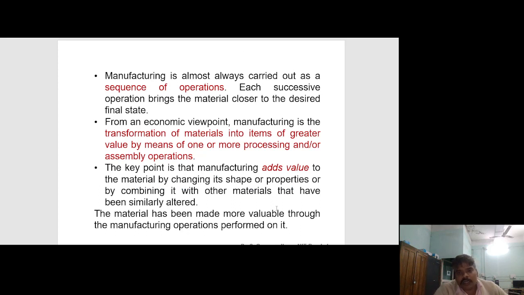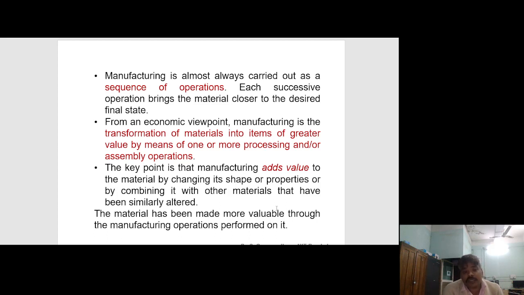Manufacturing is almost always carried out as a sequence of operations. Here, not only a single operation, lots of operations are performed on the product. Each successive operation brings the material closer to the desired final state. From an economic viewpoint, manufacturing is the transformation of material into items of greater value by means of one or more processing and/or assembly operations.